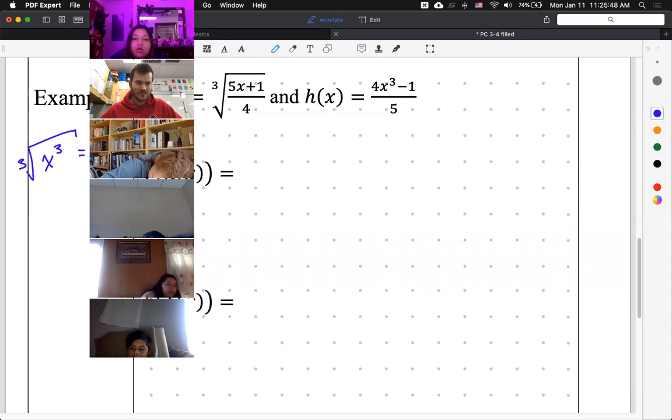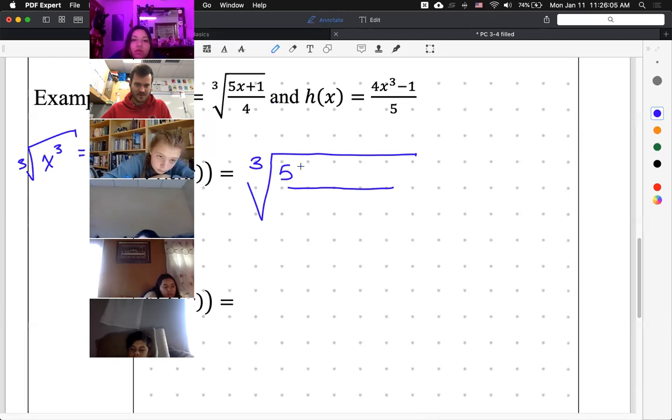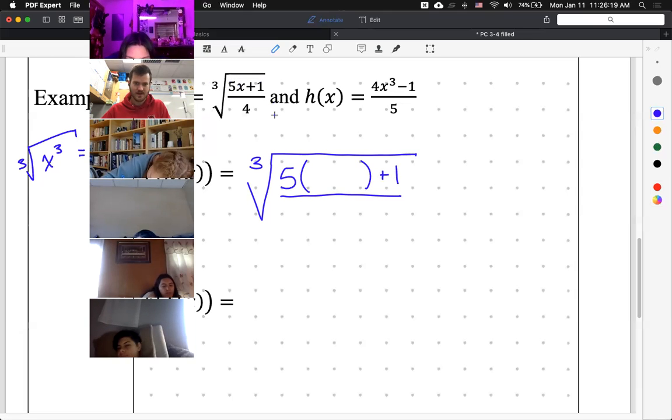Okay, so f is the most outside function, so I'm going to rewrite this f function, but in the place of x, I'm going to leave an open parentheses. So I'm rewriting f. This is going to be the cube root of this fraction thing. This fraction thing has a 5, there's my x. I need to make this bigger, don't I? 5, and then my parentheses looks like that. That's my 5x. I need to write the plus 1, and then that's all divided by 4. Okay, so far so good.